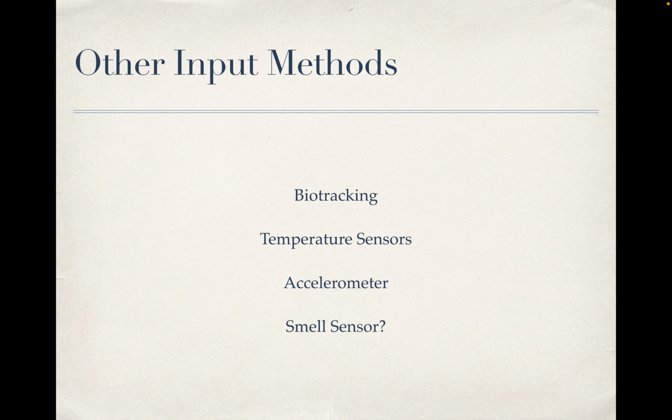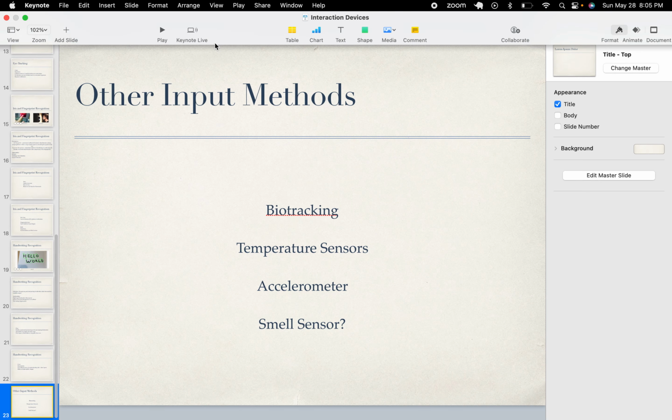And also, I think this is totally experimental at the moment. I don't think it's ready yet, but some people have been working on an iPhone app which could identify smells for you, identify bad breath, for example. I don't think it ever panned out, but it's in the works. So yes, that is my presentation on input methods, other than the traditional kinds.